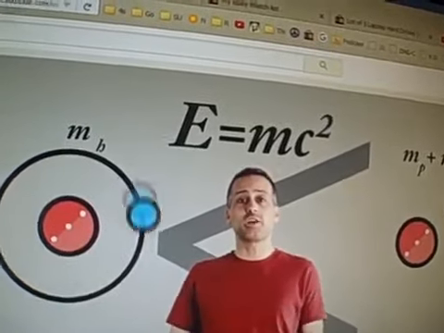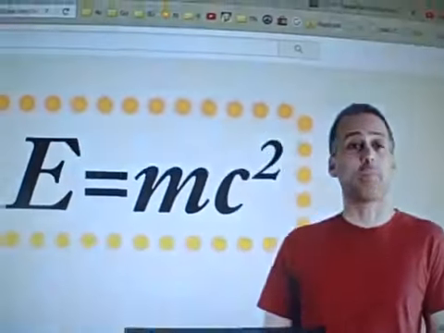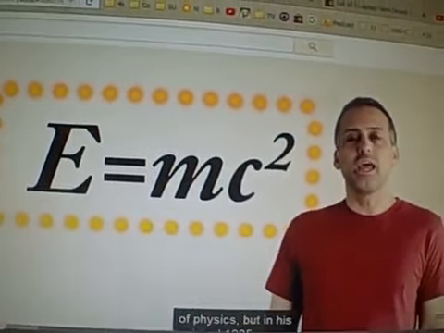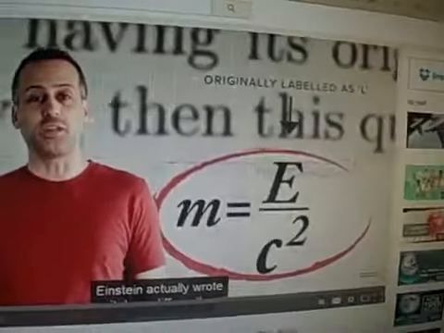And today, we're going to clarify what the most famous equation in physics really says. Just called it the most famous equation. And then E equals mc² is probably the most famous equation in all of physics. But in his original 1905 paper, Einstein actually wrote it down differently.